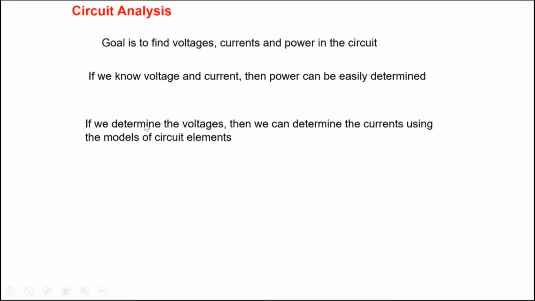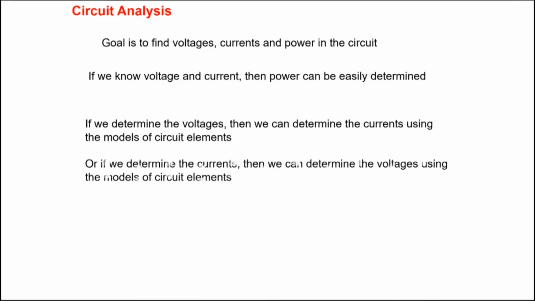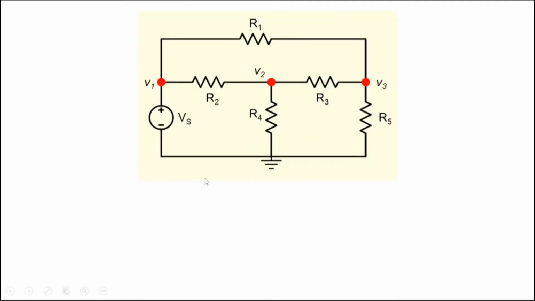The other one is if you determine the voltages, let's say everywhere in the circuit, we'll elaborate on that, then you can determine the currents also. So voltage and currents are not really independent of each other. If you determine all the voltages, then you'll be able to determine all the currents as well. On the other hand, if you're able to determine all the currents, then you can determine the voltages also using the models of circuit elements. So let's elaborate on that.